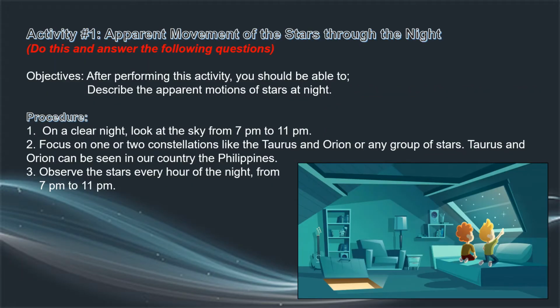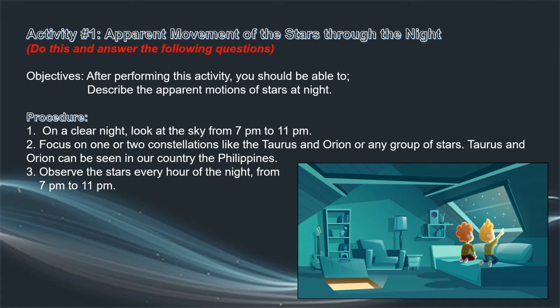For your Activity 1, the title is Apparent Movement of the Stars Through the Night. Do this and answer the following questions. So, objectives. After performing this activity, you should be able to describe the apparent motions of the stars at night.